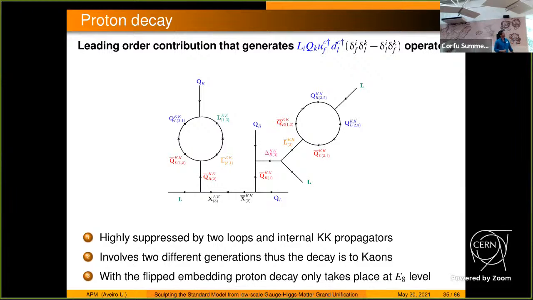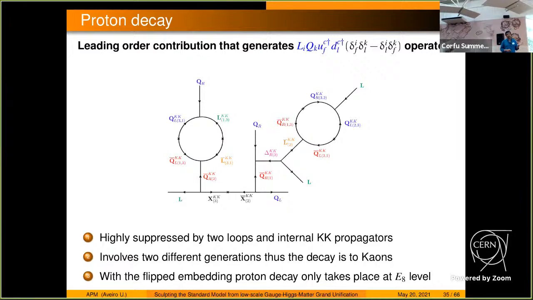So for the proton, this is the operator that can generate proton decay. And because of the family symmetry, this changes between generations, because of these i, k, l indices. So the main decay channel is going to be to kaons, not to pions. By mixing, you can also have decay to pions, of course, but it's suppressed compared to this. So this is the main decay channel to take into account.